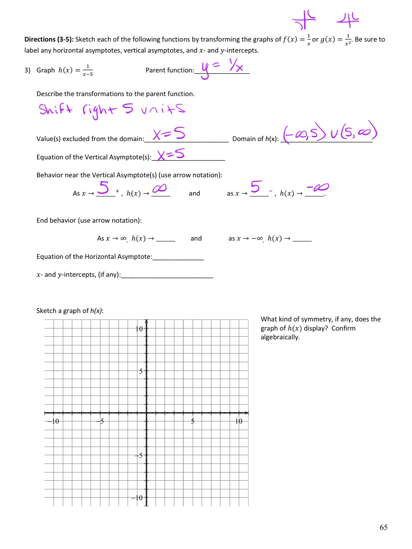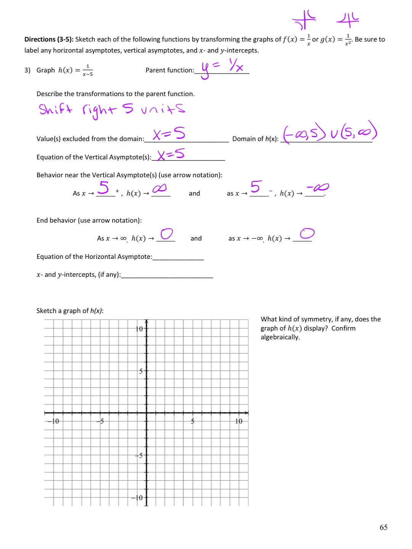The end behavior is going to be the same as the parent. We're shifting the whole thing over 5, but that does not change the end behavior at all. So it's going to go to 0 at the far right and at the far left.